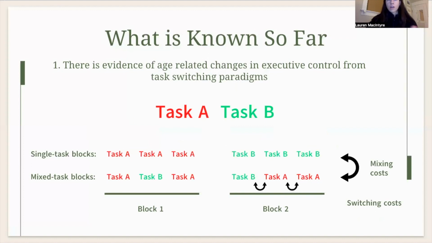So what is known so far? There's evidence of age-related changes in executive control from task switching paradigms. So in this example, we can see there's task A, task B. They're very simple tasks. Task A could be you see two stimuli and ask which one's larger or smaller. And then task B would be, do you see a fruit or a vegetable? Something like that. Some participants will be in the single task block, some will be mixed. So single, your one block is all of the same task over and over. Mixed would be it changes between the two.